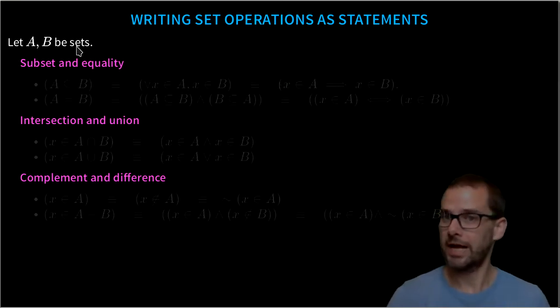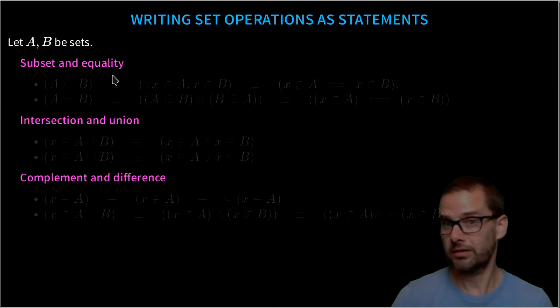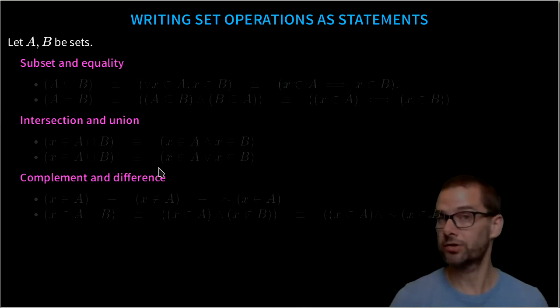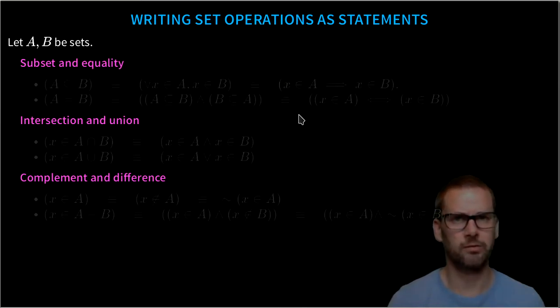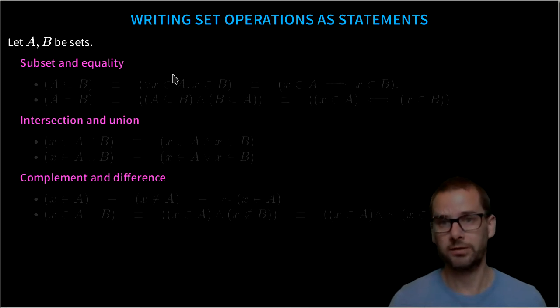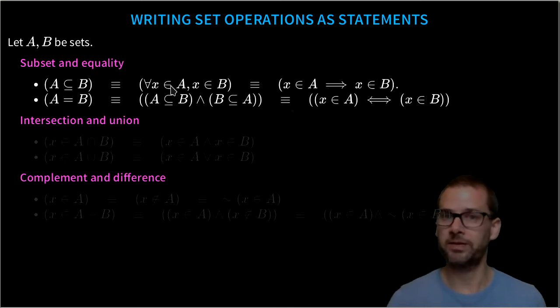So let A and B be sets. Then here are some statements about subsets and equality, intersection, unions, complements, and differences. Let's just tweak them to write them in terms of logical operations. A is a subset of B when for all x in A, x is also in B, which is the same as saying if x is in A, then x is in B.